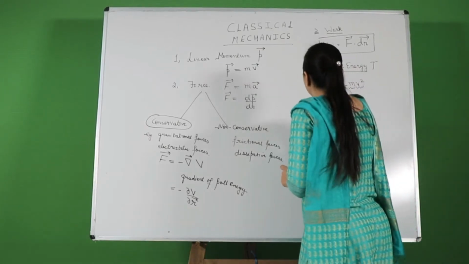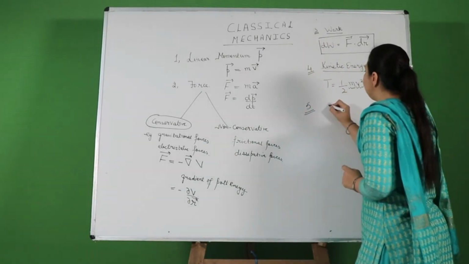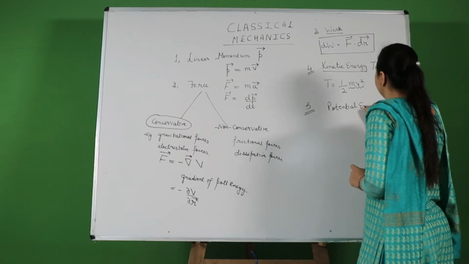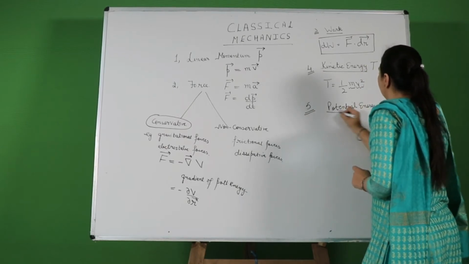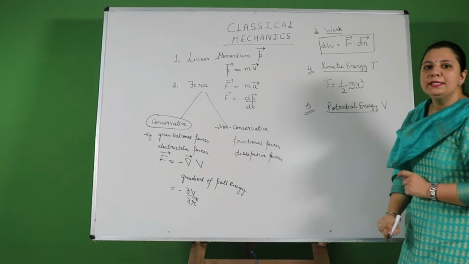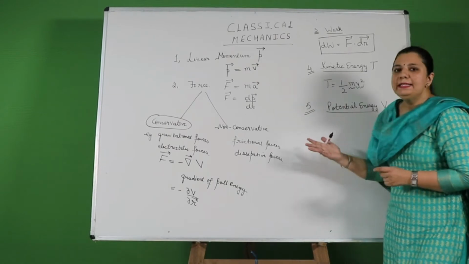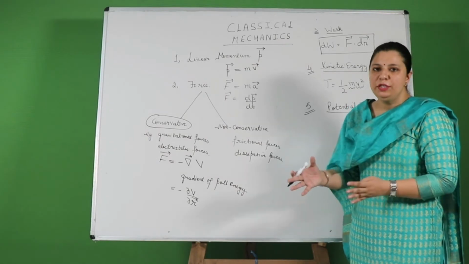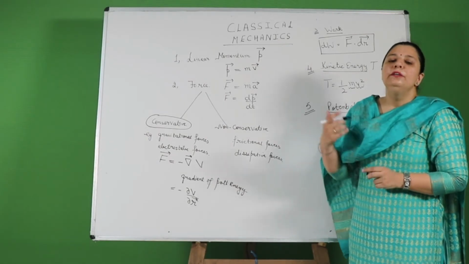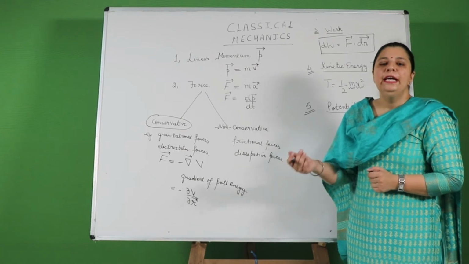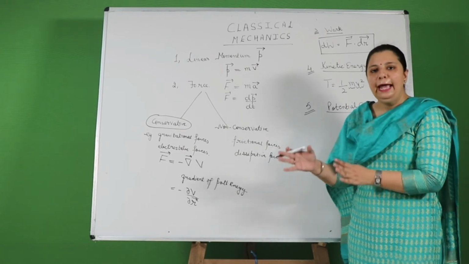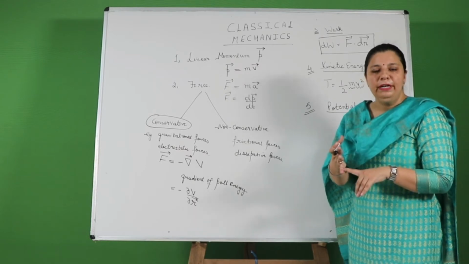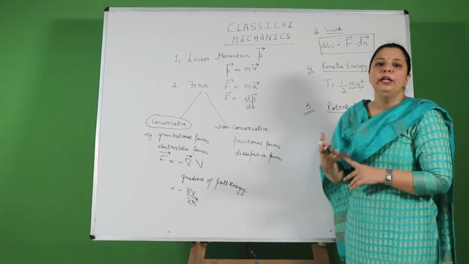Fifth quantity in which we are interested is potential energy. We represent potential energy with the symbol V. It is defined as that energy which is possessed by the body by virtue of its position. Okay, for example, you know the gravitational potential energy. It is given as mgh, where m is the mass of the body, g is the acceleration due to gravity, and h is the height of the body from the ground.